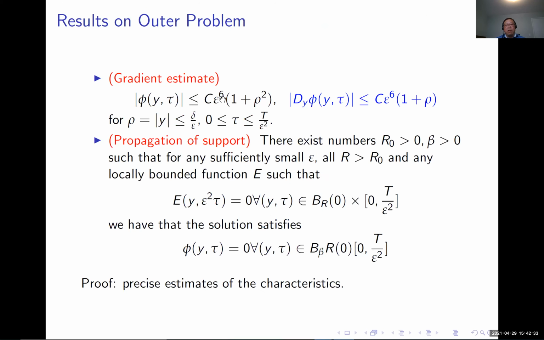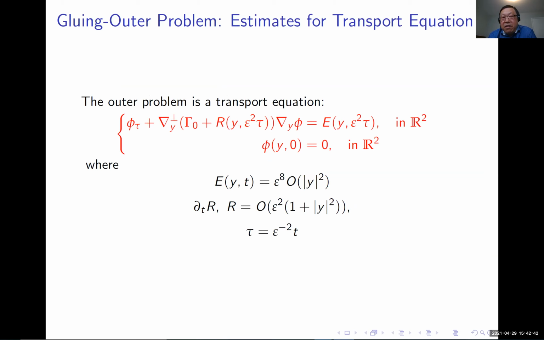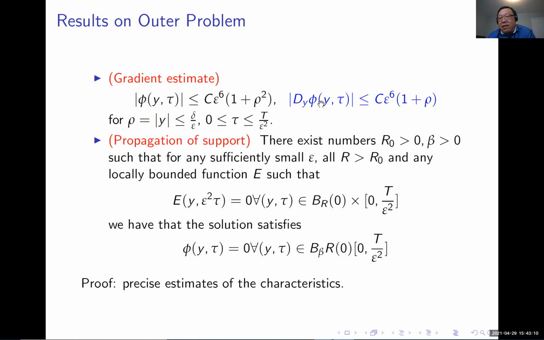For this transport equation, first we can have a gradient estimate. This is quite strange because usually you don't get a gradient estimate for a transport problem, unless your right-hand side is also C1. However, you can never assume C1 for the right-hand side. What you know is that you have smoothness in time, but you don't have smoothness in space. But still, we can get a gradient estimate for the transport equation. This is an exchange of regularity between time and space.